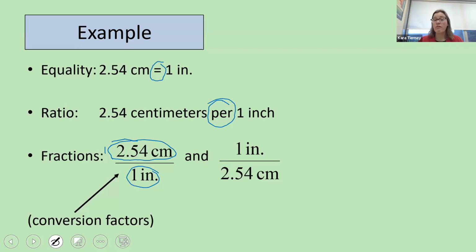I can also flip my equation. If I were to flip my centimeters and my inches, what I get is my second fraction, 1 inch over 2.54 centimeters. Those are the two conversion factors for this equality. In section 2.5, you are going to practice taking an equality or a ratio and writing it as two conversion factors. Let me give you another example.